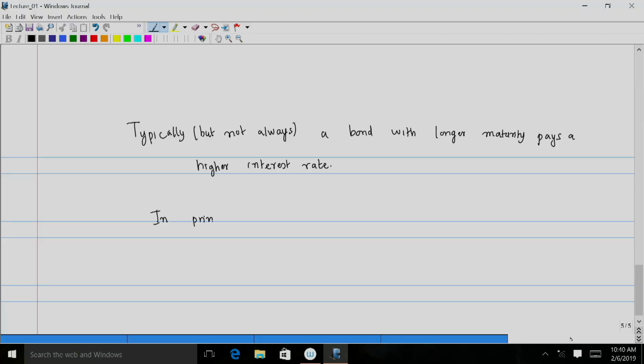So, now let us talk about the term risk free in the context of bonds. So, in principle, bonds represent risk free securities. So, what I mean by risk free securities is the following, that when you are making an investment in a bond, then at the time of investment you know a priori the exact amount of money that you are going to receive at maturity.